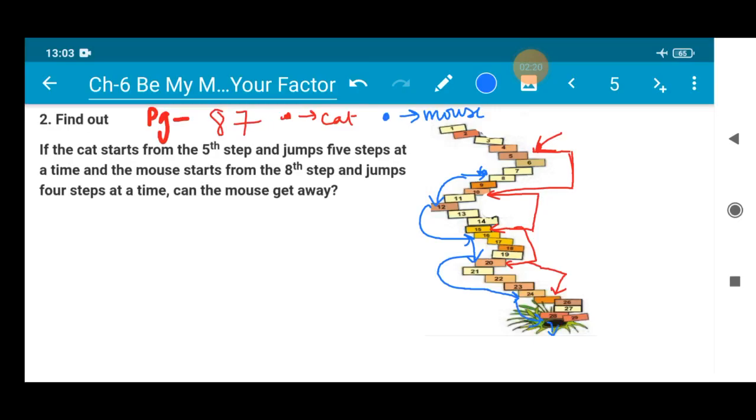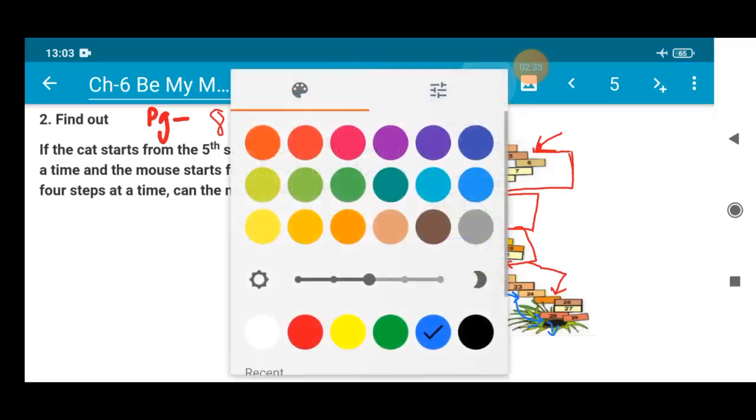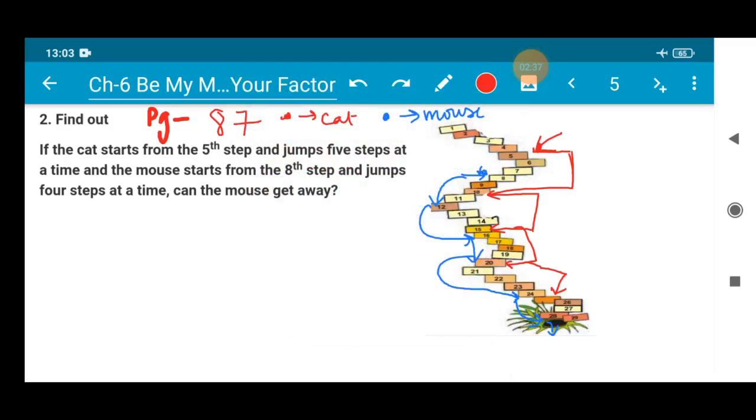But the question comes here, can the mouse get away? All right, in order to find this, you can easily see they are meeting in one step, that is, in 20 they are meeting, right? So in this situation the mouse cannot run away, the mouse will be trapped by the cat. So let us write the steps taken by the cat.